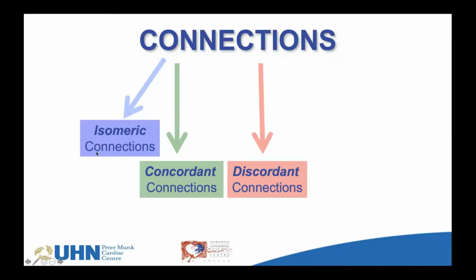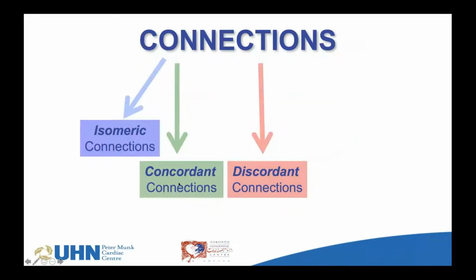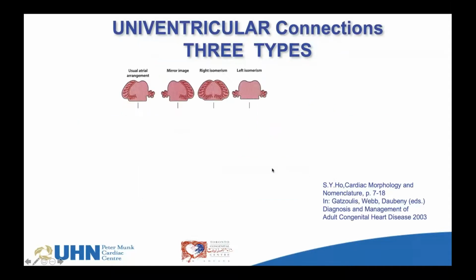So what's an isomeric connection? In a patient with right isomerism or left isomerism, we cannot call the connection between the atria and the ventricle a concordant connection. That's wrong. You need to call this connection an isomeric connection between the atria and the ventricle. So the last connection we have to describe or define is the univentricular connection.